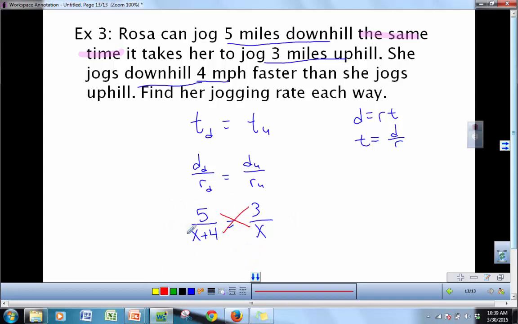Before I solve, let me just recap how I got this one more time. We know that the problem says the times were the same. So that's how we did T sub D is equal to T sub U. We rewrote our distance equals rate times time equation so we could isolate the T variable. So T is equal to D over R. And so all we did was change T to D over R in both. And then we took the information from the problem and substituted them in.